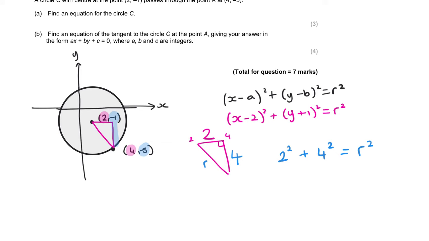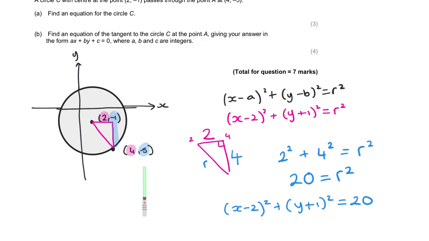So 2 squared plus 4 squared is going to be 20. So 20 equals my radius squared. So therefore, my equation is (x − 2)² + (y + 1)² = 20. So there we go, 3 marks, and I didn't have to draw a picture to help us, but this is just a nice visualization of what's actually happening.